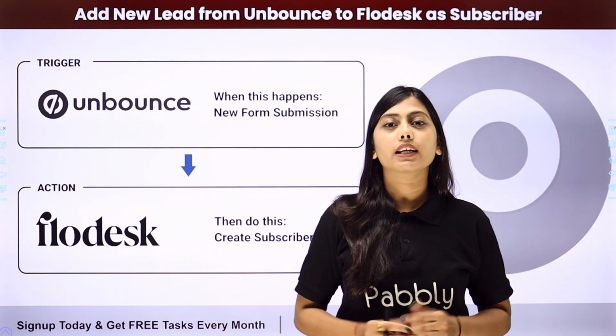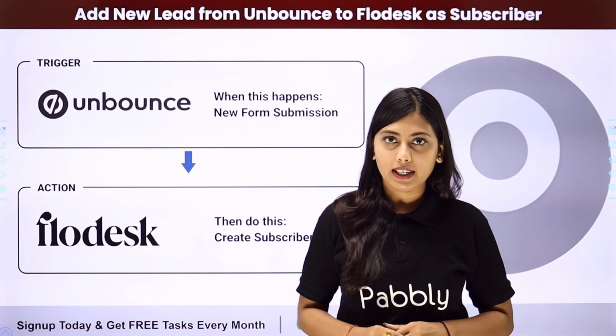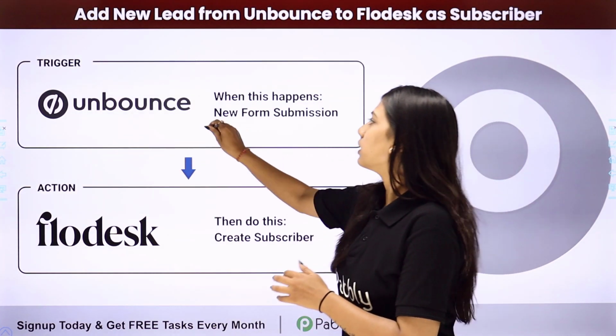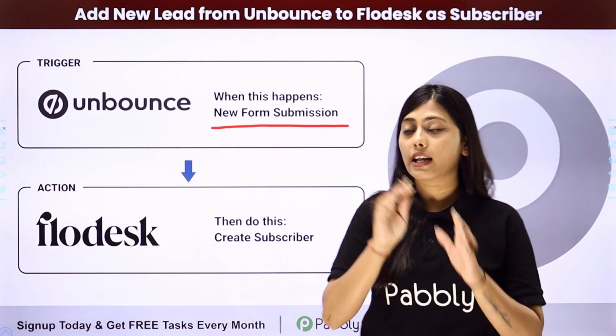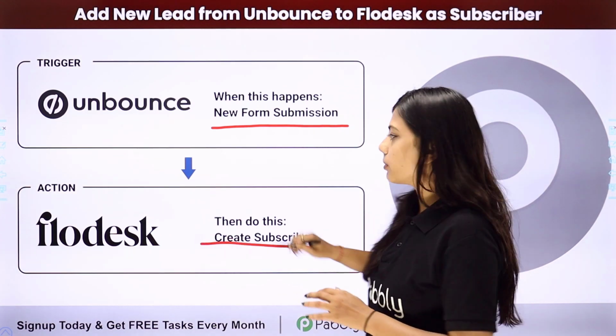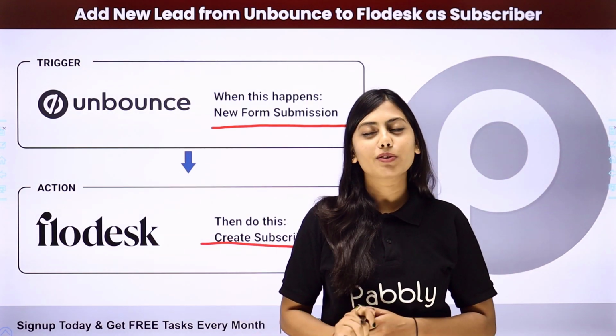So for this you can create a complete automation with the help of Pabbly Connect, where our trigger will be the new form submission in Unbounce and our action will be to create a subscriber in Flodesk. Let us learn how to do that.